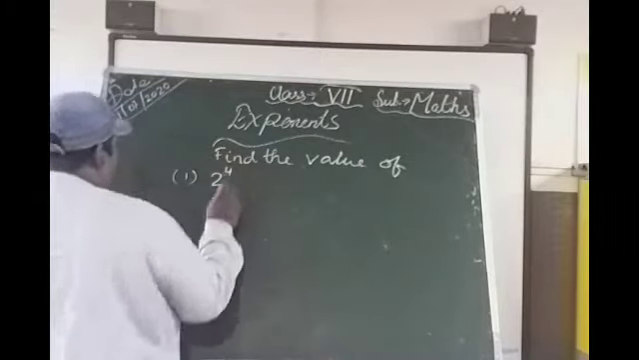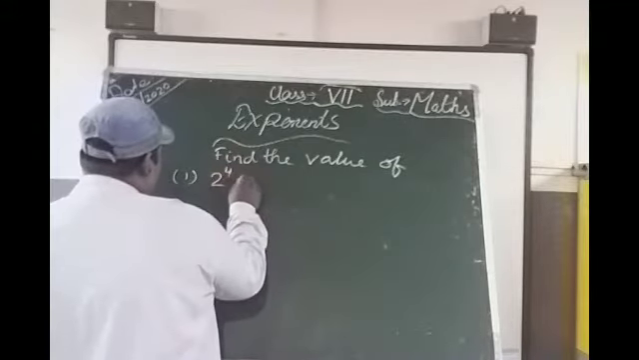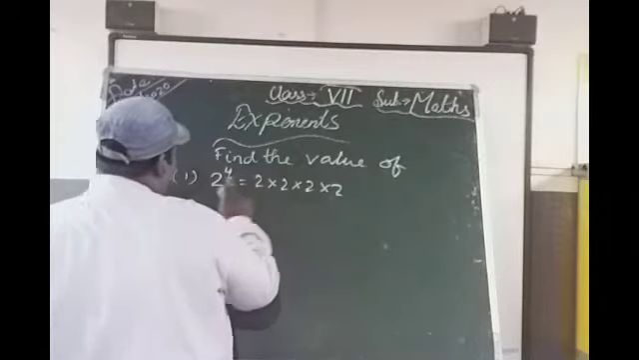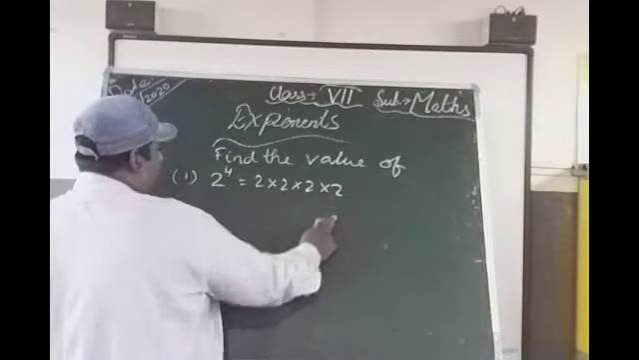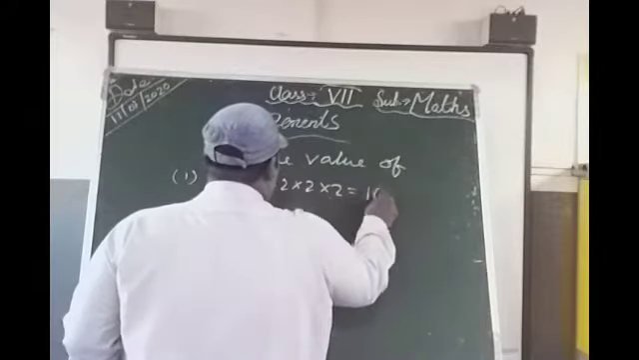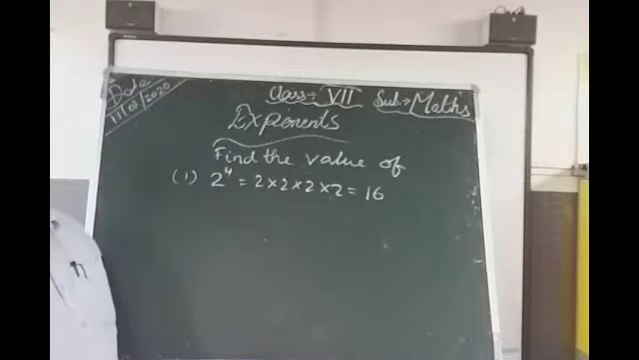2 power 4, 2 base to the power 4. What do you write? 2 into 2 into 2 into 2. Power 4 means 2 will occur 4 times. How many times? 4 times. Now it will be 16. 2 into 2, 4 into 2, 8 into 2, 16.